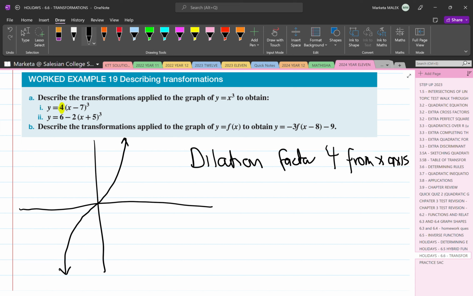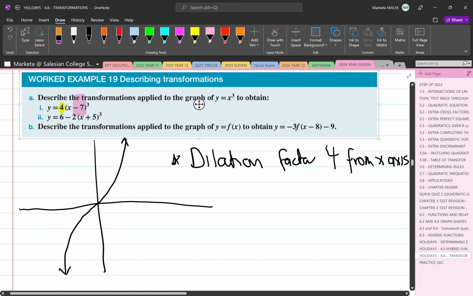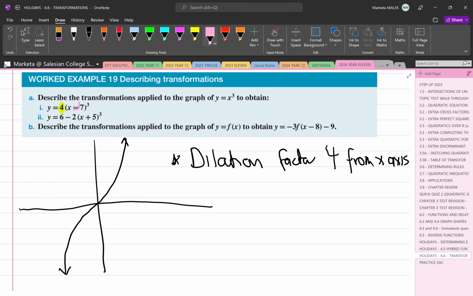And our only other thing is this -7 here. That means we're going in the positive direction by 7 units because this is connected to the x. It's in brackets with the x. When I say it's connected to the x, if it wasn't in the bracket, it would not be connected. So we go the opposite direction. So we can say translate 7 units to the right.